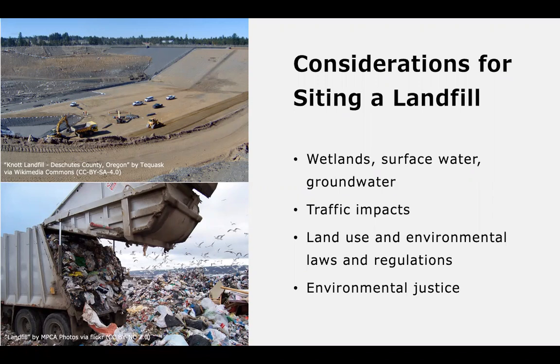You have to, of course, remain consistent with any land use, environmental laws and regulations, and then also consider environmental justice impacts. So not siting the landfill in lower income communities exclusively, or being very conscious about where those landfills are located related to the population.